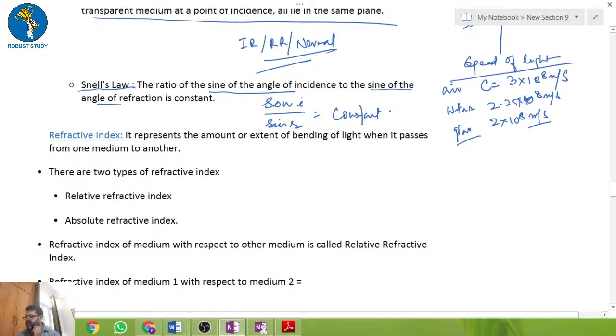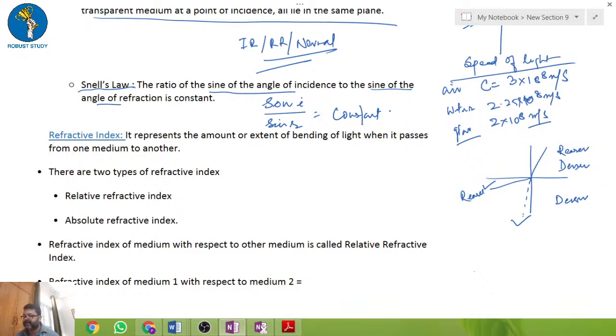Refractive index. So what is refractive index? It represents the extent of bending of light when it passes from one medium to another. It either moves away from the normal or moves towards the normal, depending on the medium. If it is going from denser to rarer, or from rarer to denser, this condition will happen. How much the light will bend is called the refractive index.